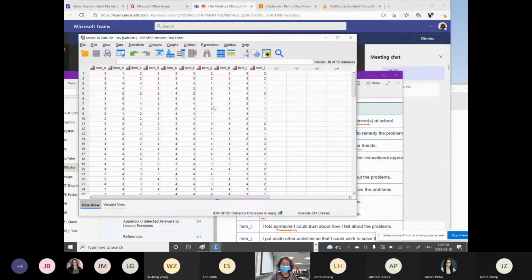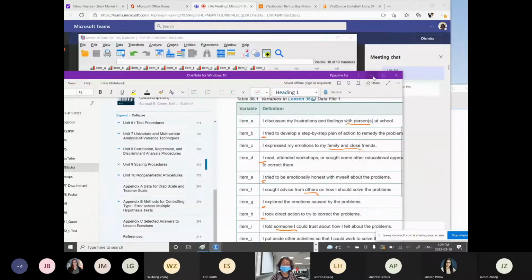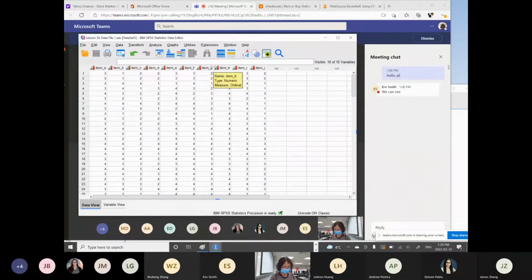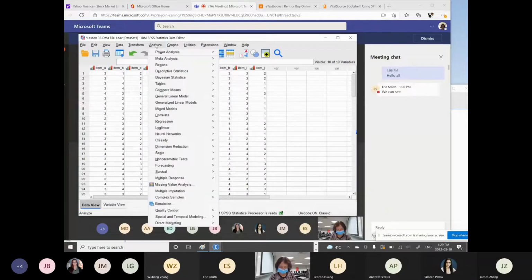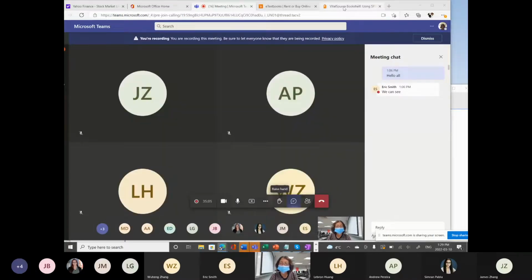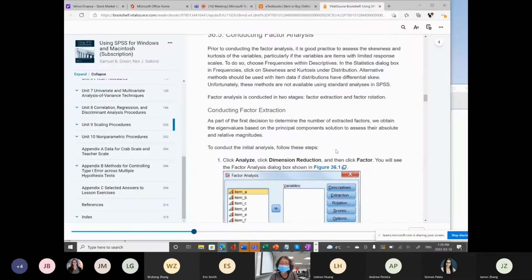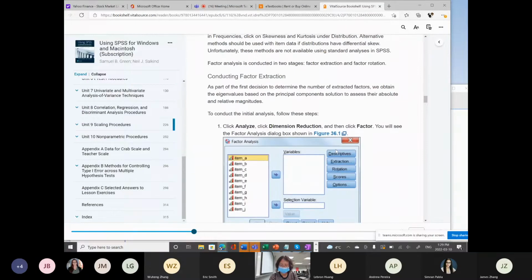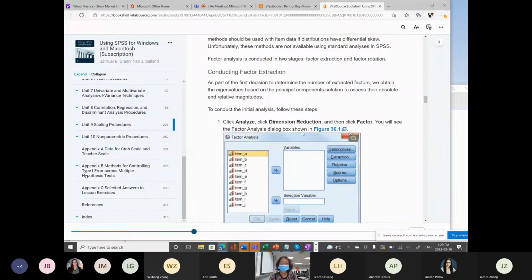Okay, all right, so now let's do the factor extraction. Okay, so you go to analyze. Our textbook, I'll double check, it said analyze. Yes, dimension reduction. Okay, that is correct. Analyze, dimension reduction.